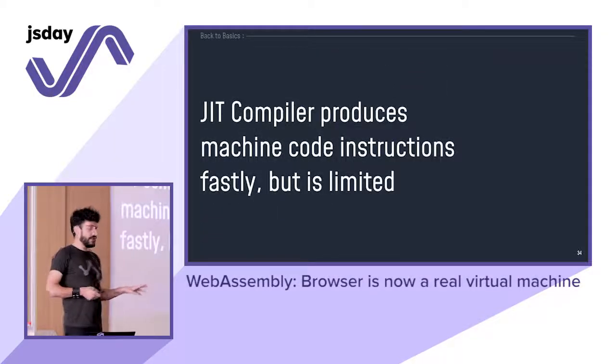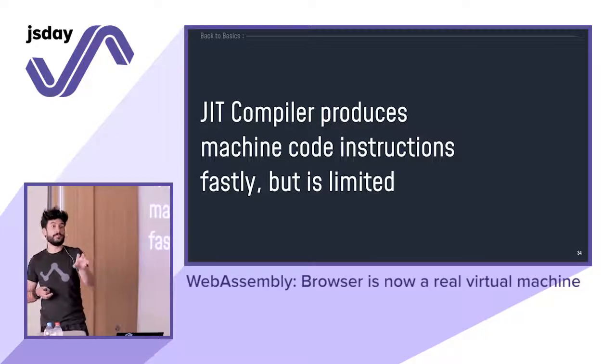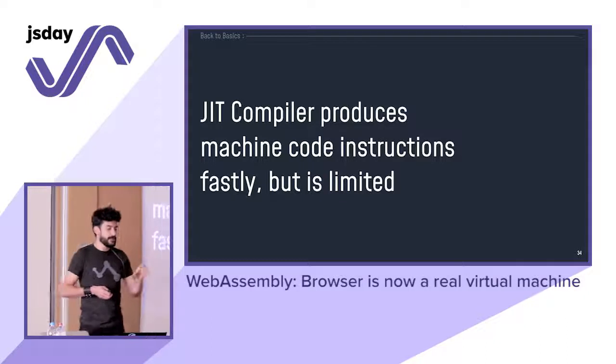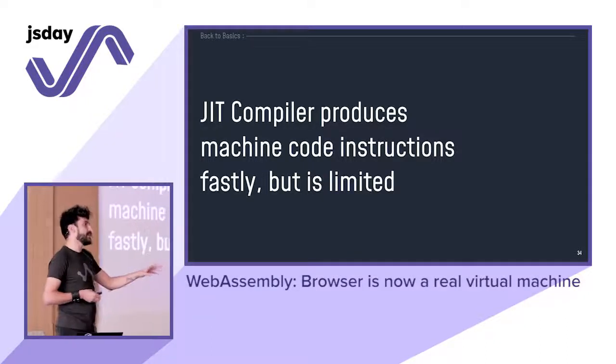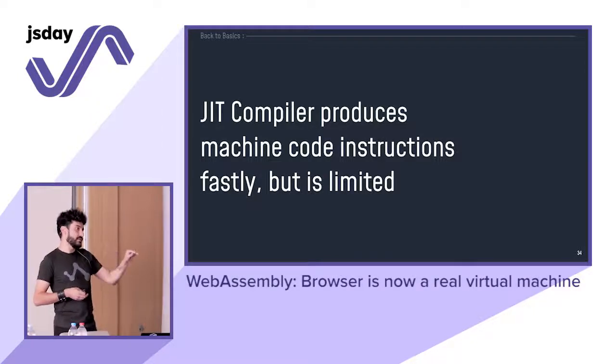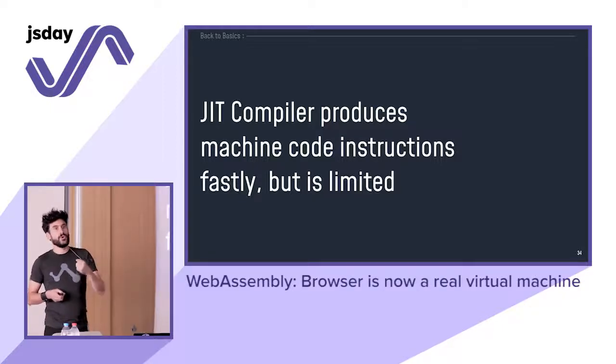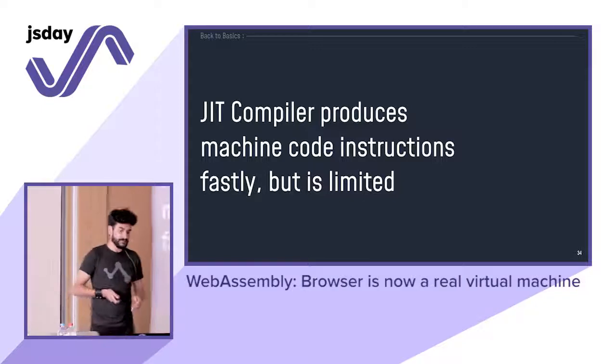And the just-in-time compiler produces machine code instructions, which is close to what WebAssembly tries to do. But those instructions are fast, but this is limited. Because to be able to run through a just-in-time compiler, your code must be really predictable. You must be able to know which type you pass to your function and which type your function will return, which is not the way JavaScript works, because this is not a typed language. So we've got a problem.